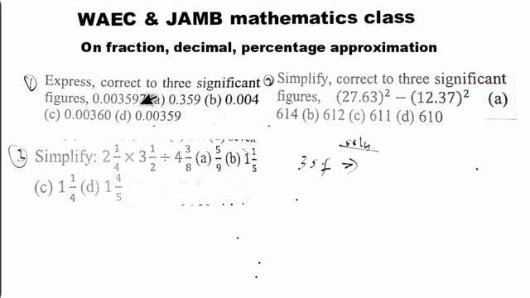We are given the question as 0.003597. Now we are told to leave this in significant figures. In solving questions on significant figures, it has two cases: the significant figure of a number that is less than 1, and the significant figure of a number that is greater than 1. This one is an example of a number less than 1, because the whole number here is 0, which is less than 1.